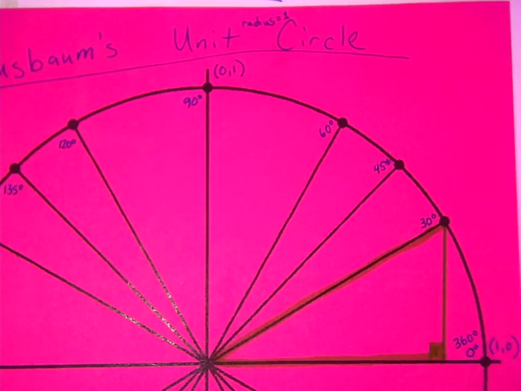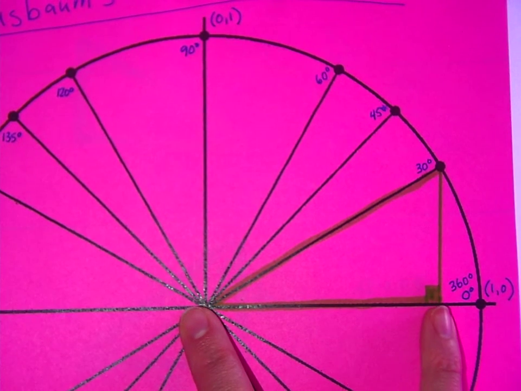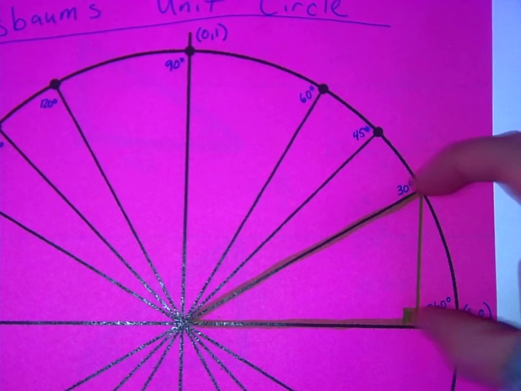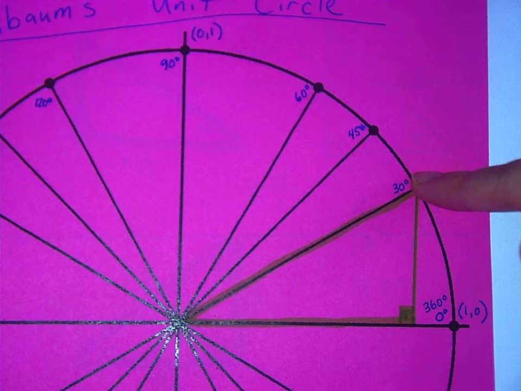0.866. Now, does that make sense to you guys that this length right here would be about 0.866, right? Almost goes to 1. That makes sense. This is 1 up here. Does that look like that might be about 0.5 on the circle? Yeah, that looks like about right.